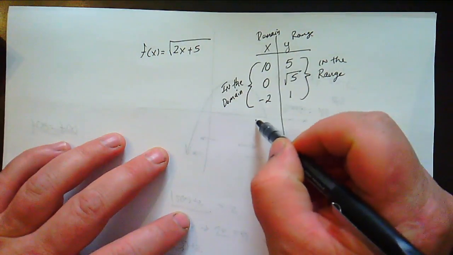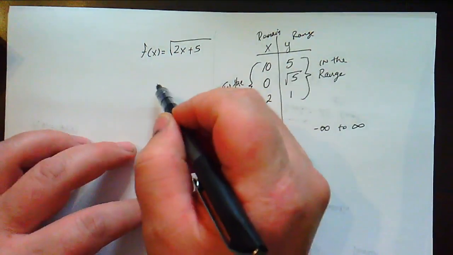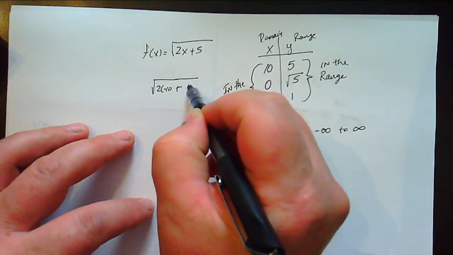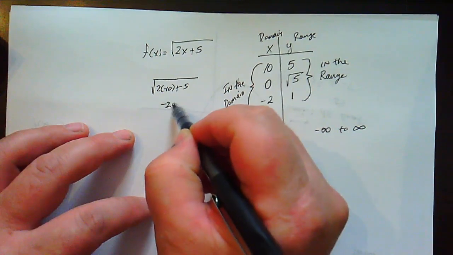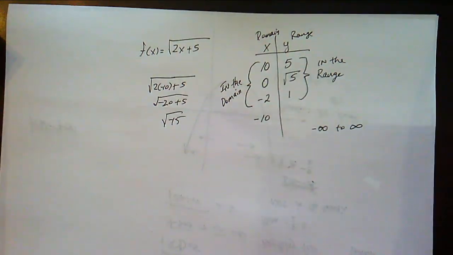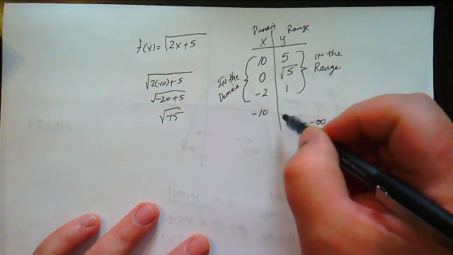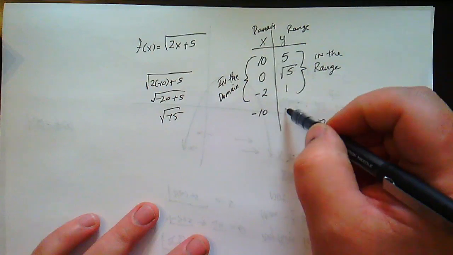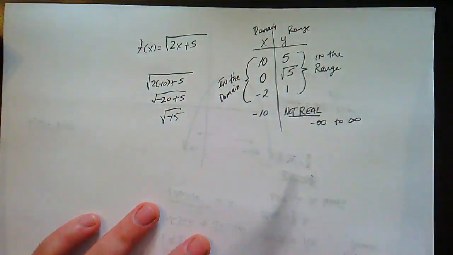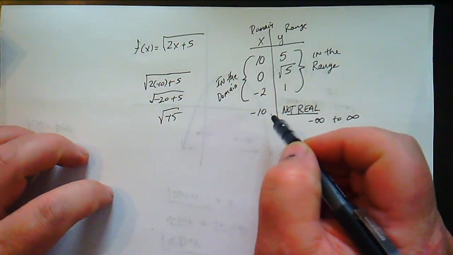For example, negative 10. If you put negative 10 in, here's what happens. Watch. You get 2 times negative 10 plus 5, right? So that's negative 20 plus 5. That's the square root of negative 15. That's not a real number. That's imaginary. And so that right here is not real. Do you see what I mean? So for example, that number is not in the domain.